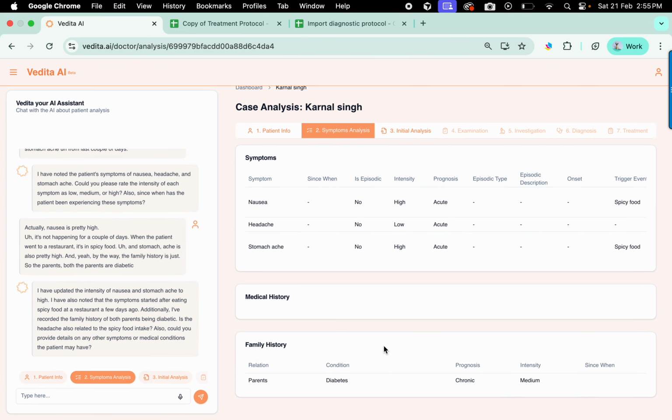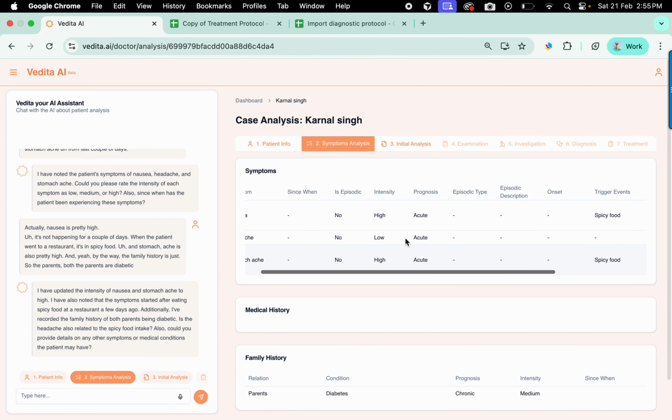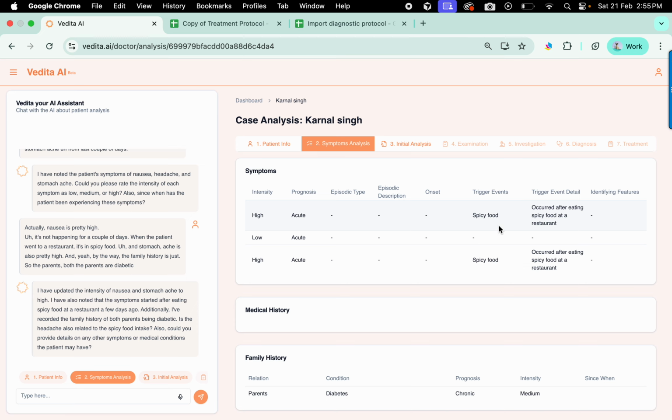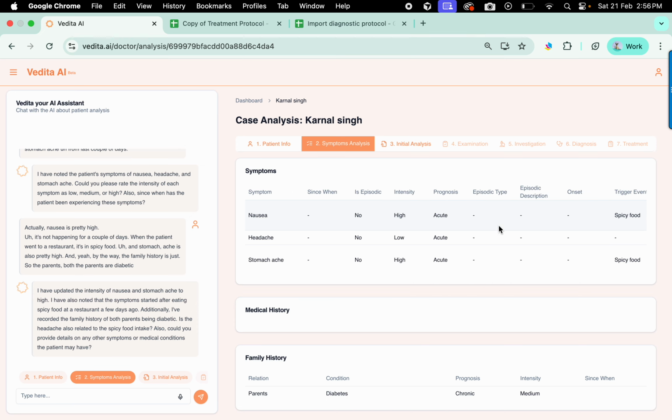So it takes all that information and puts it over here. Intensity is low, high, prognosis acute, and what are the trigger events for this. So now it has taken the case history. Of course, there's a lot more detail. We're just going to hurry up and show the basic part. So now it has taken the information.